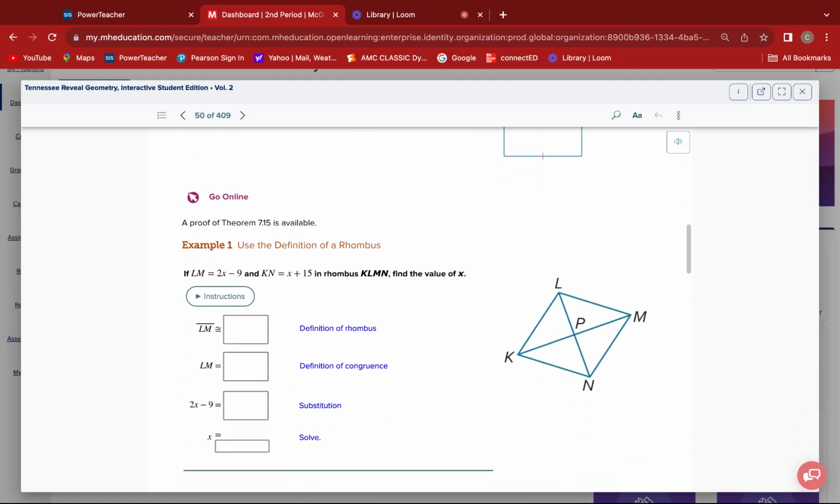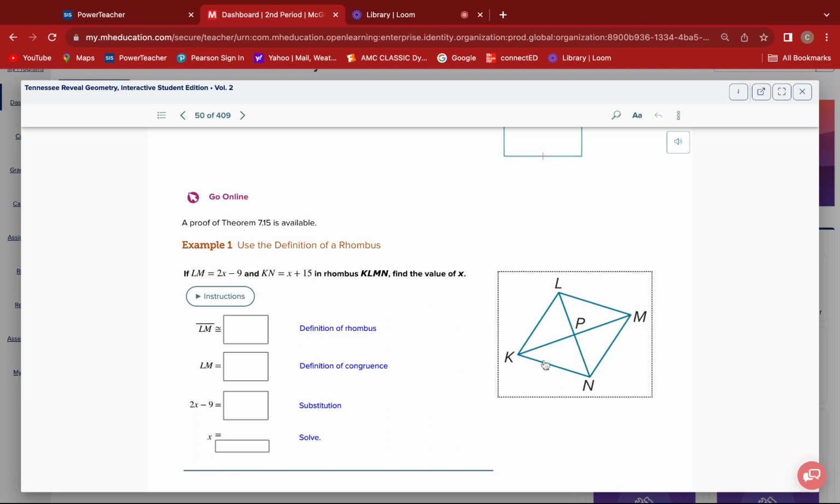Example number 1. So I'm on your workbook, page 437, and we are on example number 1 at the bottom of the page. And let's see what we got here. It says, use the definition of a rhombus. So they're saying this is a rhombus. LM, which is one of the sides of the rhombus, and KN, which is one of the sides of the rhombus, are automatically going to be equal to each other, and they want us to find X.